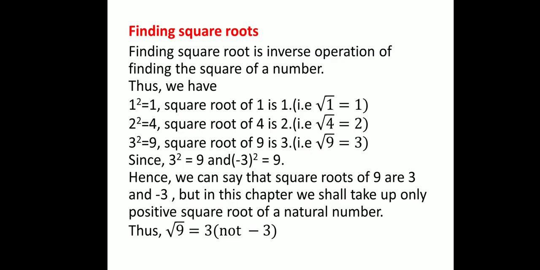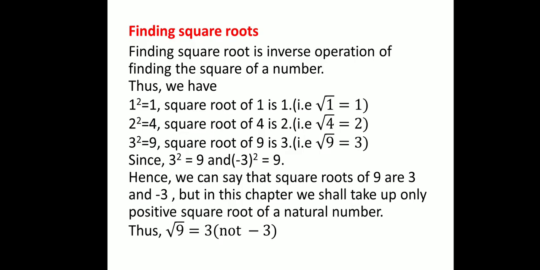Now, since I am taking this example, 3 squared is equal to 9, and we know that minus 3 squared is also 9, so we can say that square roots of 9 are 3 and minus 3. But in this chapter, we shall take up only the positive square root of a natural number. So, root 9 is equal to 3, not minus 3. I hope it is clear to you.